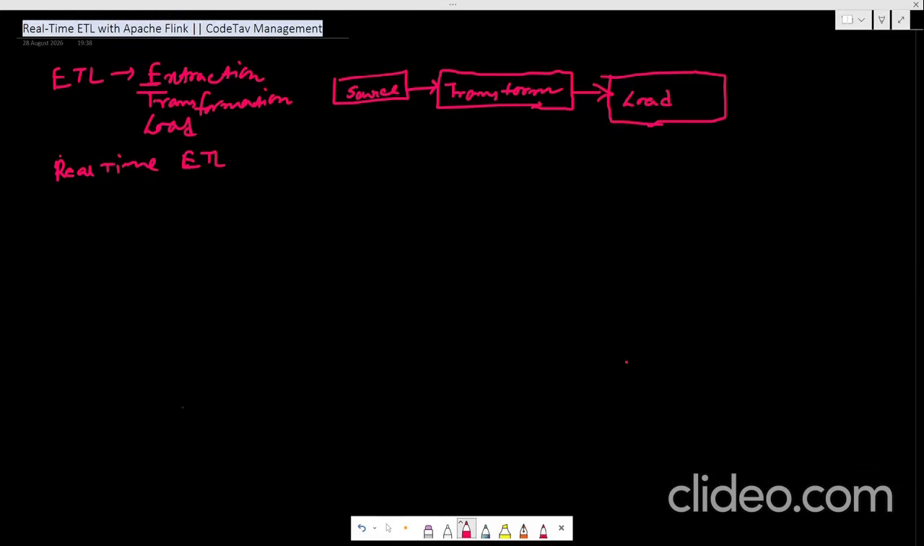So why will we use Apache Flink for real-time ETL? Apache Flink comes into the picture because it is particularly powerful for real-time processing, as it can process millions of events continuously while maintaining state and handling event time operations.